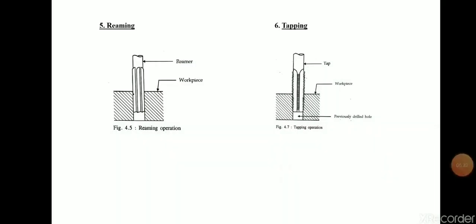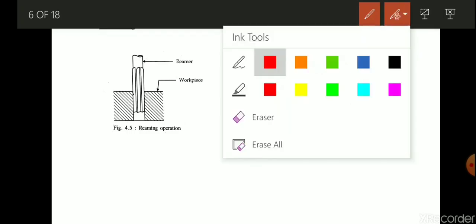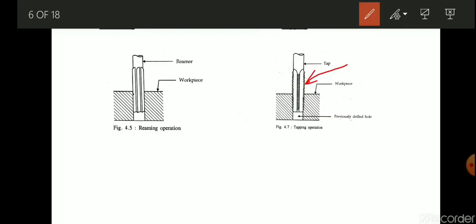The next operation is tapping. Tapping is the operation of cutting internal threads using a cutting tool called a tap. Here we can see the tap has accurate threads, the same as those of a bolt. It has cutting edges which are hardened. Then the tap is screwed into the hole to remove the metal and cut the required thread to fit external threads of the same size.